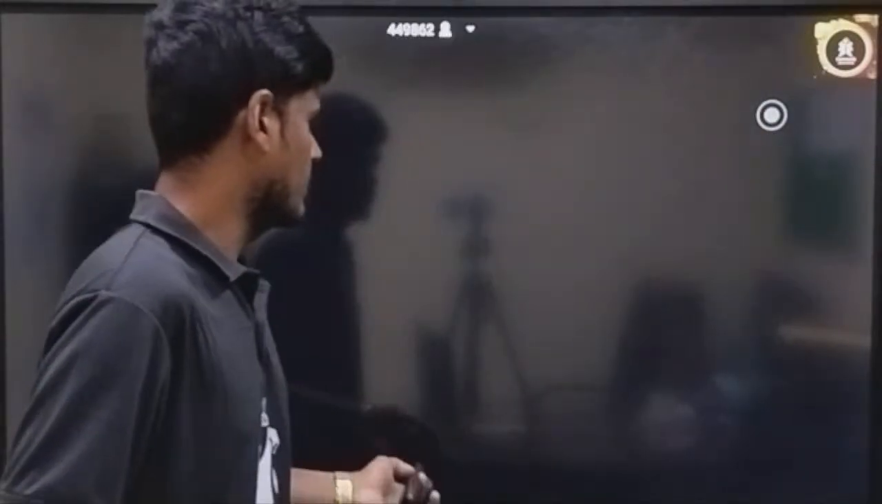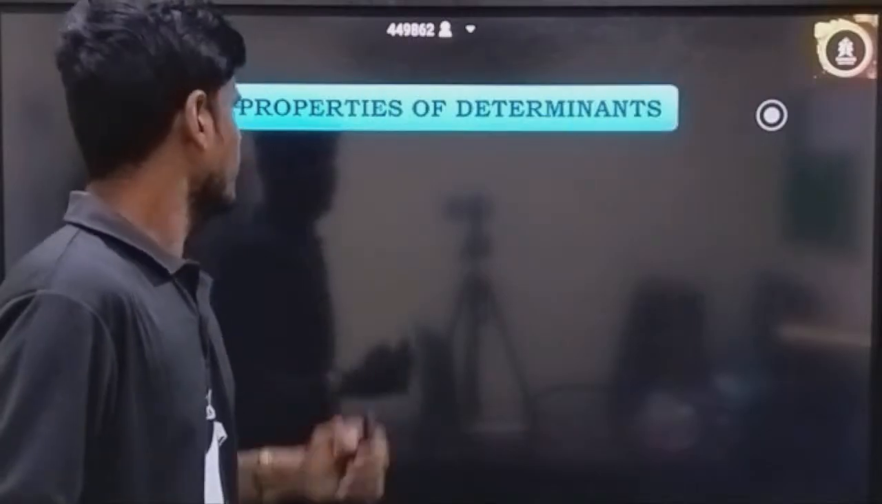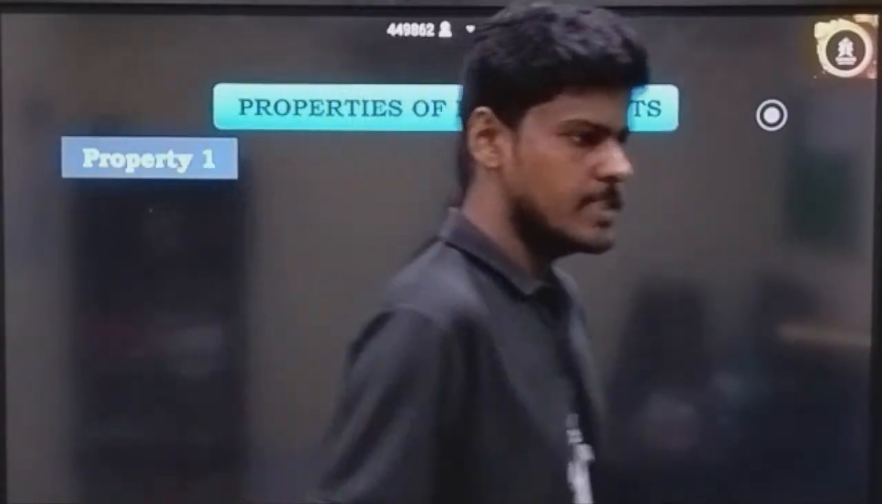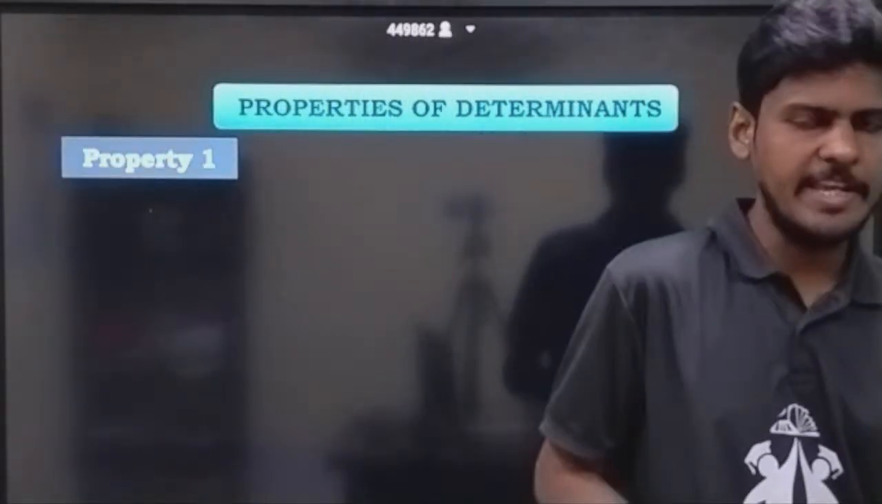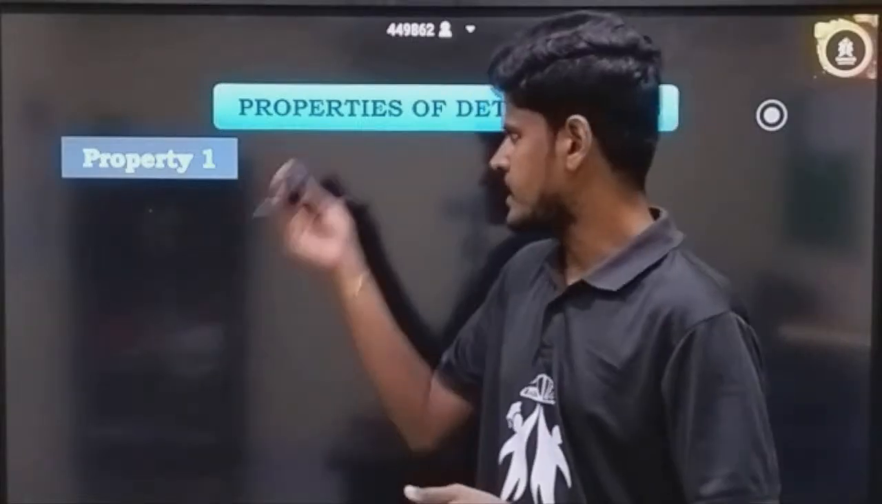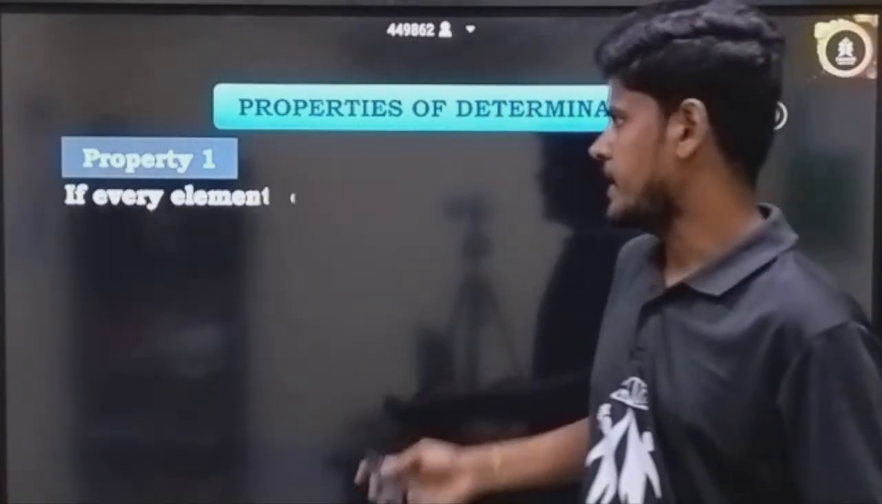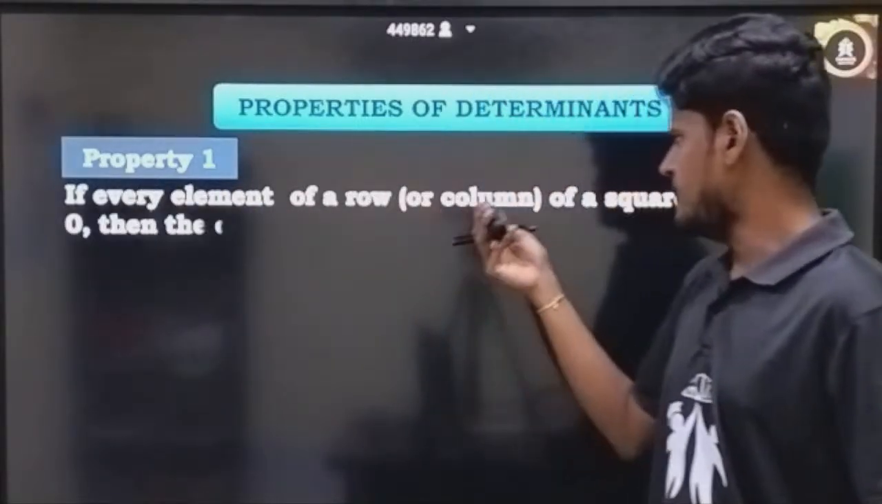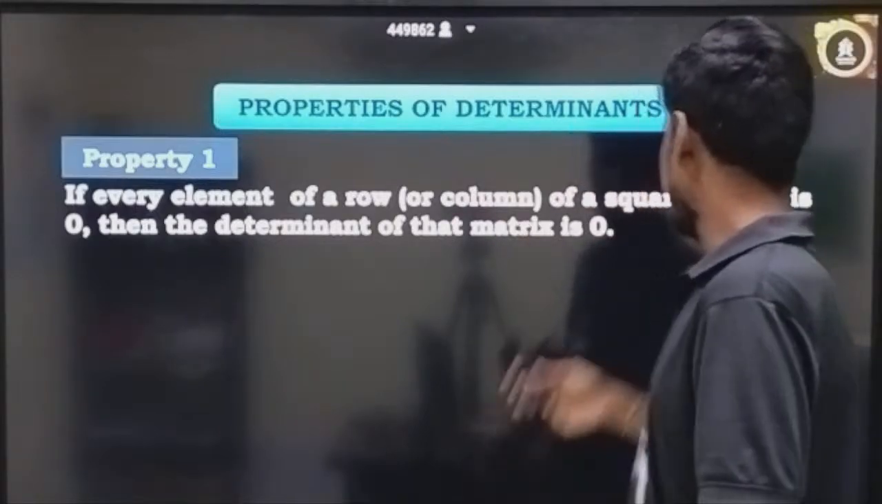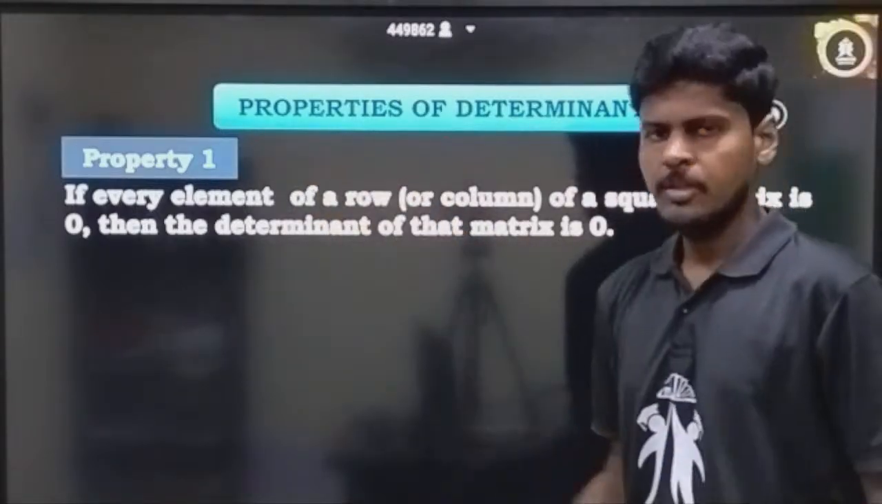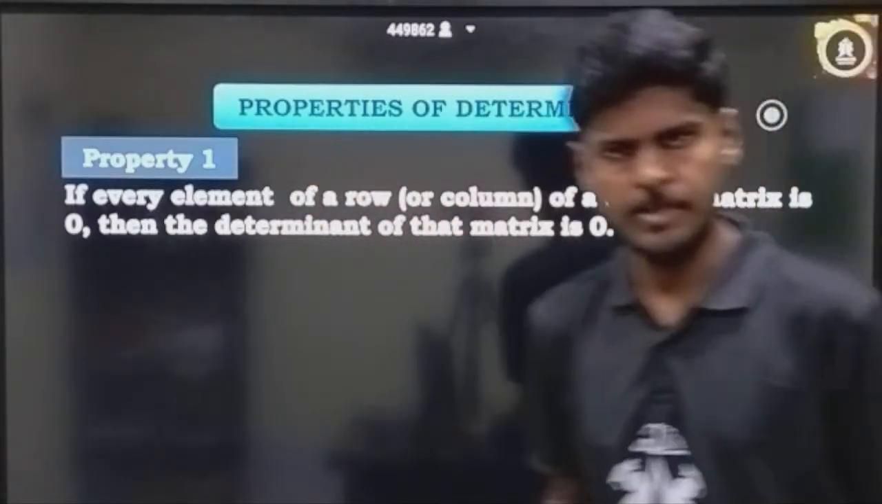Next is properties of determinants. So what are the properties of determinants? We have nearly 7 to 8 properties for determinants. We will discuss that one by one. First property is, if every element of a row or column of a square matrix is 0, then the value of determinant is 0.